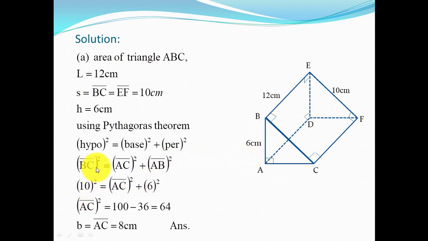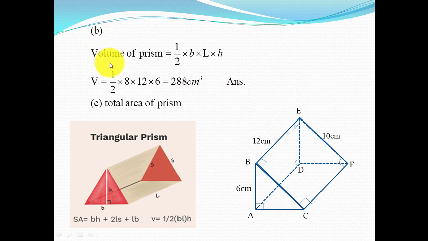What is the value of BC? The value of BC is 10, so we write 10. And what is the value of AB? The value of AB is 6 centimeters. So we put these values in and simplify, and we obtain AC squared is equal to 64, and after taking the square root we get AC is equal to 8 centimeters. We denote the base by small b. And the second part is the volume of a prism.